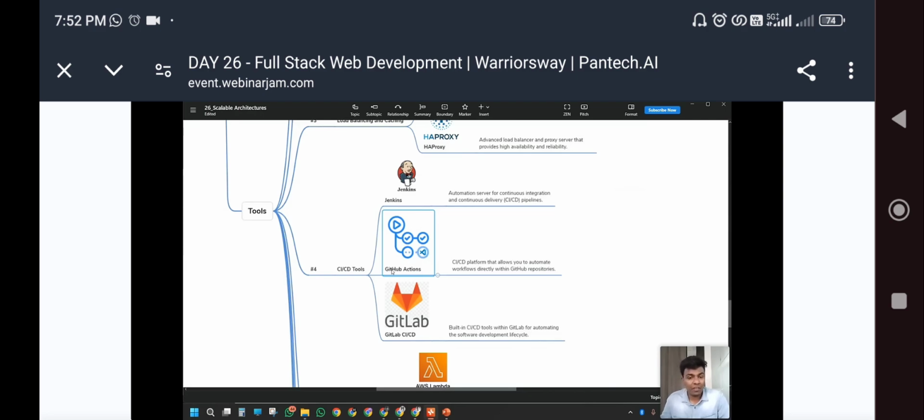So whenever you are doing any modification in the code, it is going to be tested, integrated, and deployed in Heroku. We did it with the help of GitHub Actions. And also another tool which is out there is Jenkins.